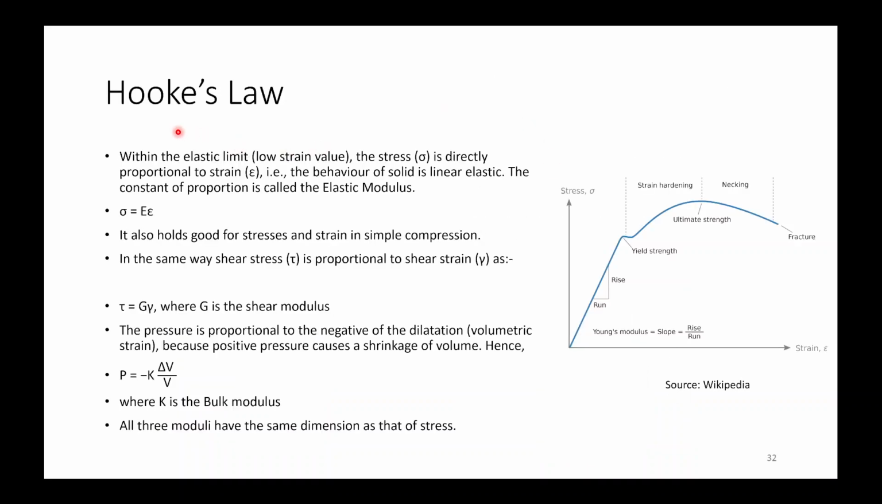Now this is very important, this Hooke's law. Initially, when you are deforming at lower strains, stress will be proportional to strain. Within the elastic limit, at low strain values, stress is directly proportional to strain, and the behavior of the solid is linear elastic. The constant of proportionality is called the elastic modulus. This E which comes in the equation is the elastic modulus, and it also holds good for stress and strain in simple compression.